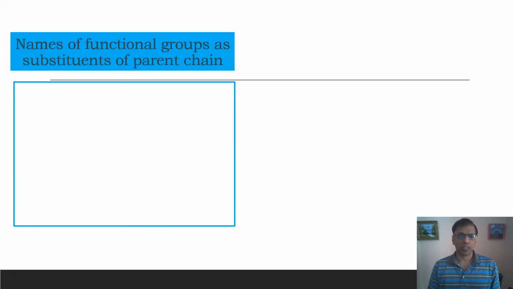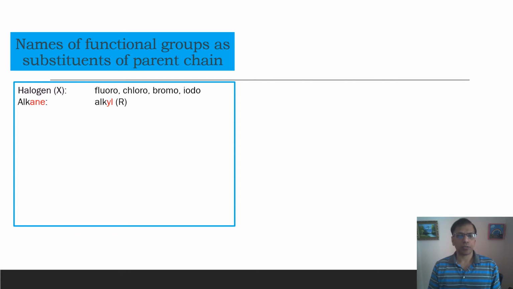So let's look at the names of the functional groups as substituents of the parent chain. Let's start with halogen. Halogen is represented by X right here, and fluoro, chloro, bromo, and iodo nomenclature is used to identify the halogen as a substituent on the parent chain.